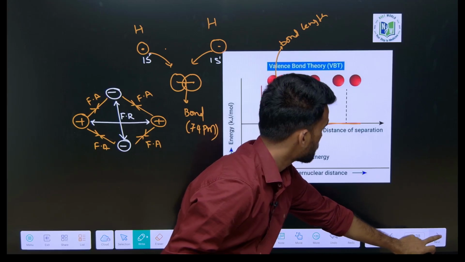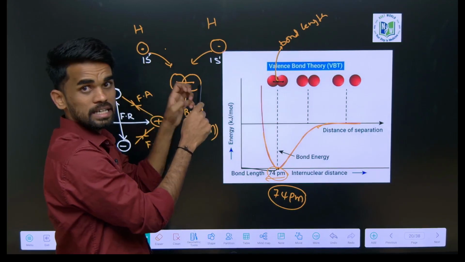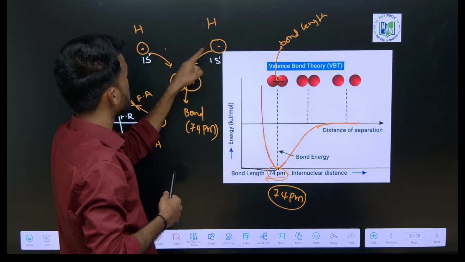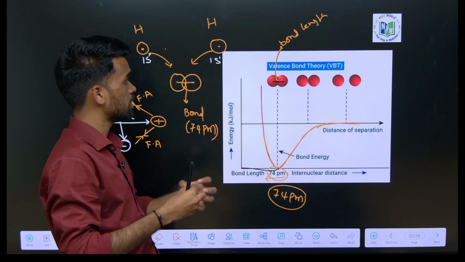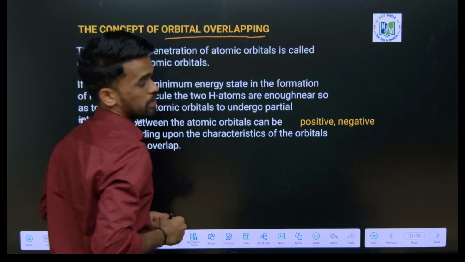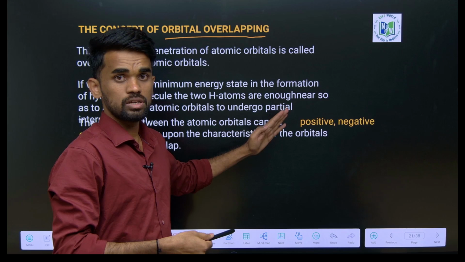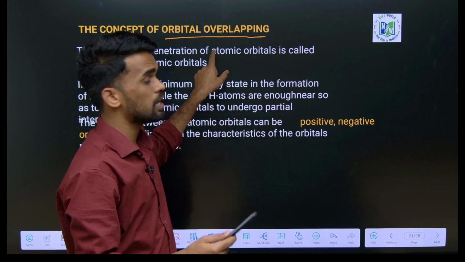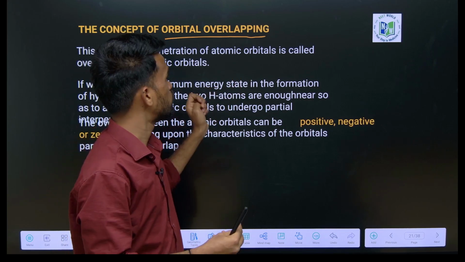Now see here, the partial interpenetration I am talking about is what is called orbital overlapping. So two atomic orbitals are overlapping, intermixing, or we can say overlapping only, for better understanding, and this results in the formation of a molecule. Okay, the concept of orbital overlapping. If we understand the concept of orbital overlapping a little more, previously we have seen it only for hydrogen. Now in order to understand other molecules also, we need to study how other atomic orbitals are interpenetrating or overlapping to form a bond.